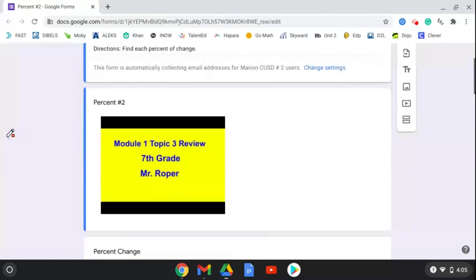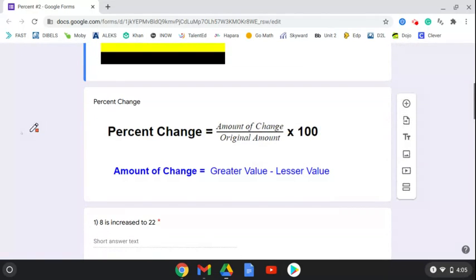Okay, I'm here in percent number 2, Google form. When finding the percent change, you take the amount of change and divide it by the original amount and then multiply by 100 since percent is out of 100. To find the amount of change, you take the greater value minus the lesser value.